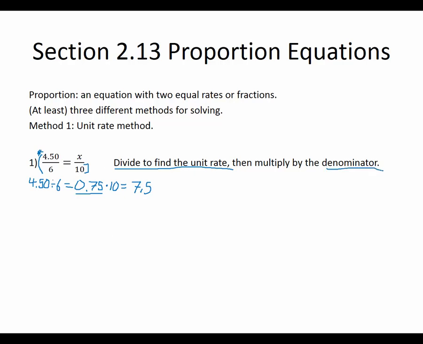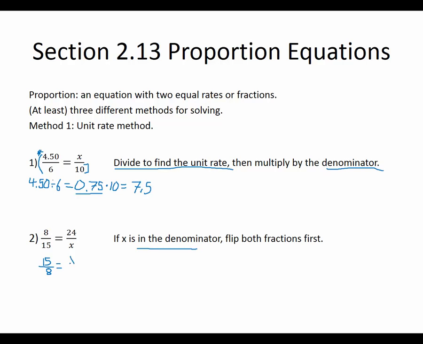Now that denominator part is important because what if you don't have a denominator? If x is in the denominator, you're going to have to flip both fractions and then do the same method. So I'm going to start by taking my left fraction here, 8 over 15, and I'm going to take the reciprocal, or the multiplicative inverse if you want. In other words, just flip it. And then same thing on the other side. 24 over x becomes x over 24. And now I can do the unit rate method.